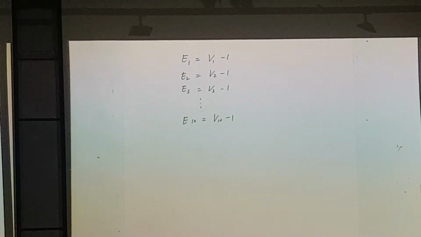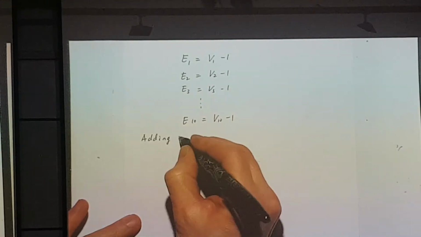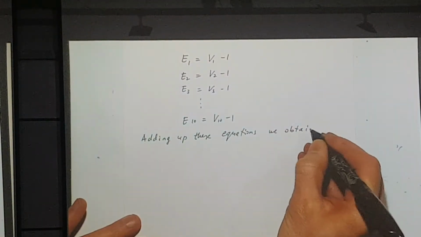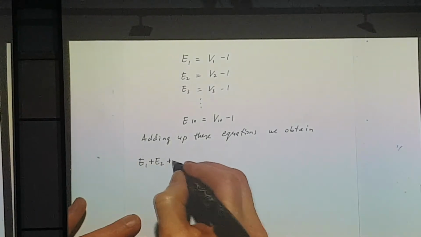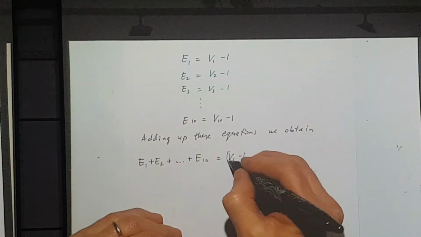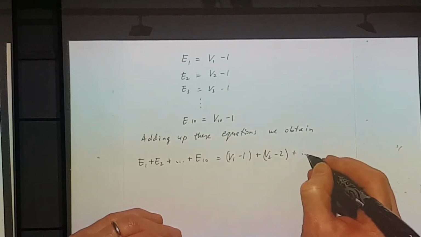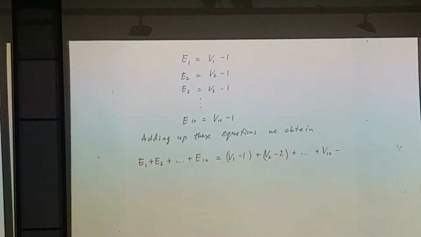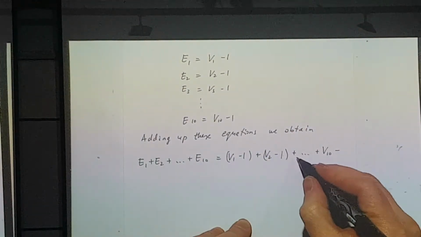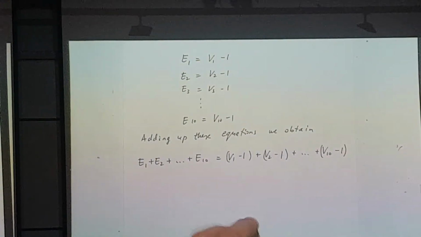So to arrive at an equation which contains the total number of edges and the total number of vertices, I'll add up these 10 equations. And by adding up equations, I mean I'm separately adding left-hand sides and the right-hand sides. So adding up these equations we obtain, on the left-hand side, E1 plus E2 plus dot dot dot plus E10. So summing up the left-hand sides. And on the right-hand side, I'll have V1 minus 1 plus V2 minus 1, of course, plus dot dot dot V10 minus 1, always minus 1.